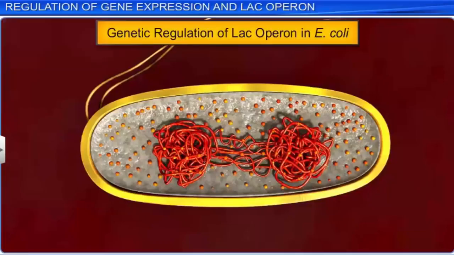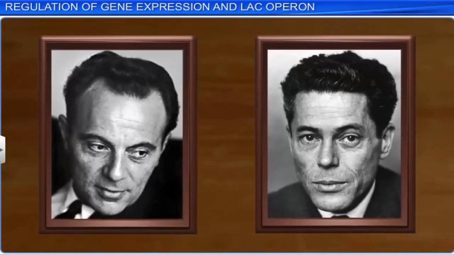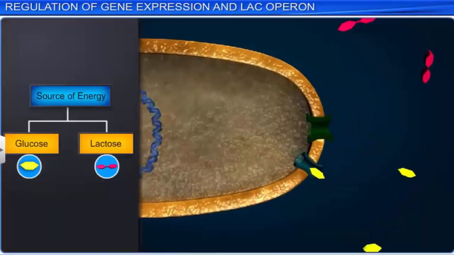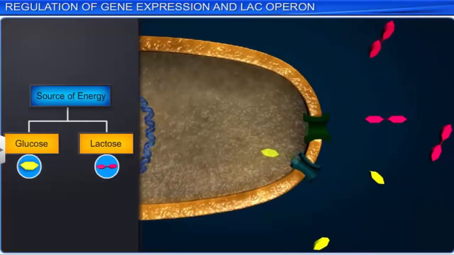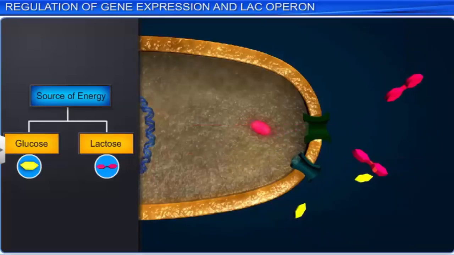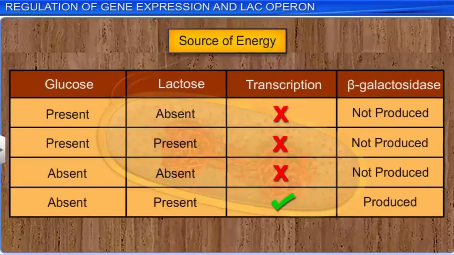Let us now understand genetic regulation with the example of lactose or lac operon in E. coli. The lac operon was described in detail by two people, a geneticist, François Jacob, and a biochemist, Jacques Monod. They were also the first to explain a transcriptionally regulated system. The bacterium E. coli uses either glucose or lactose as a source of energy. Depending on the source of energy available, there are four possible situations that exist in the bacterium as shown in the table.